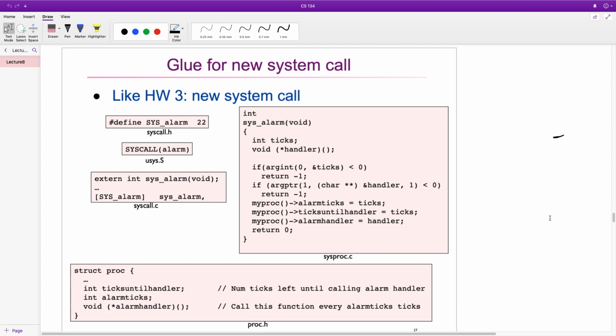We need to take the handler they give us. So this is an arg pointer that checks to make sure it's a pointer into our space, which is good because a sneaky user would try and cause a handler to be run in the kernel, and that'd be bad. And so we just save that, right? So we've got this thing to call. The way I did it was the number of ticks left until calling. So I think this one counts down, but you could count up, it doesn't matter.